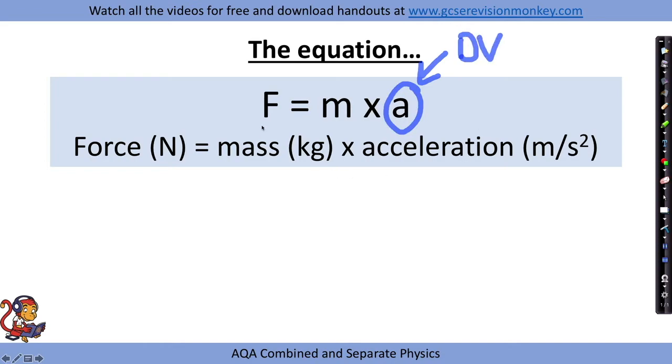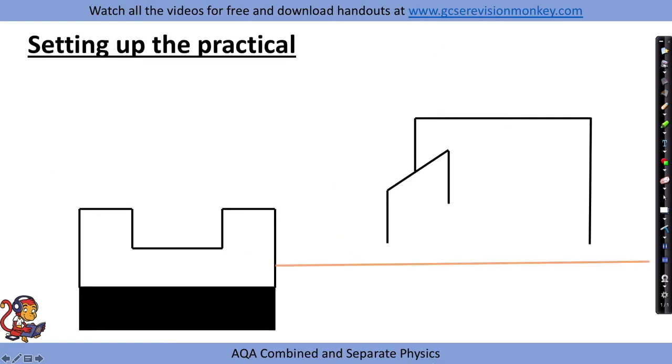And we could either investigate how force affects acceleration and make this our independent variable, or we can investigate how mass affects acceleration and make the mass our independent variable. So I'll talk you through both practicals now. First of all, let's discuss how we are going to measure acceleration, because that is our dependent variable.